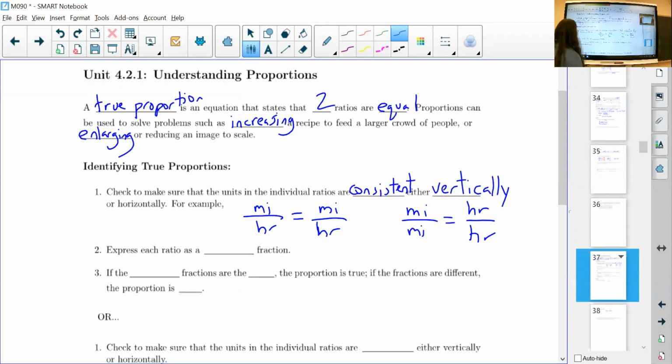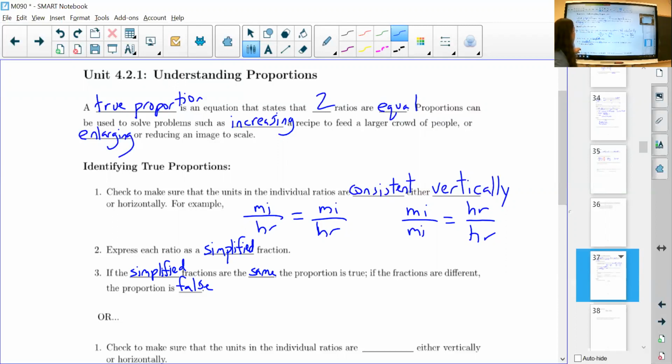We're going to express each ratio as a simplified fraction. And if the simplified fractions are the same, it's a true proportion. If not, the proportion is false. So that's method one.